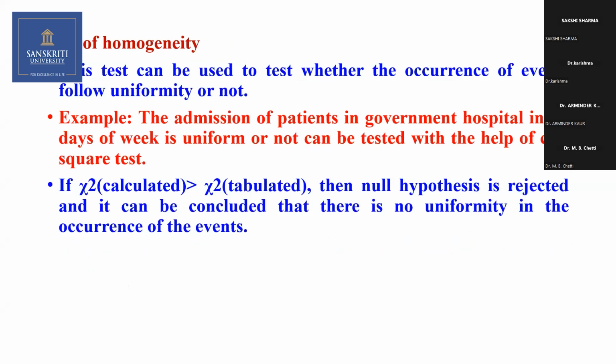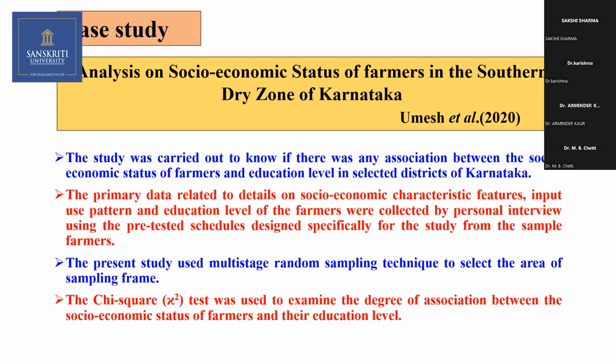Then the test of homogeneity, that is the third test. I don't think you will be using this. However, I'm just talking about it. You have a variety of uniformity of events. For example, whether the admission of patients in a government hospital on all days of the week is uniform or not can be tested with the help of the chi-square test. Here also the logic is the same. If the calculated value is greater than the tabulated, then the null hypothesis is rejected, otherwise it is accepted.